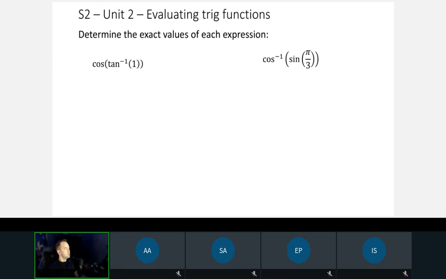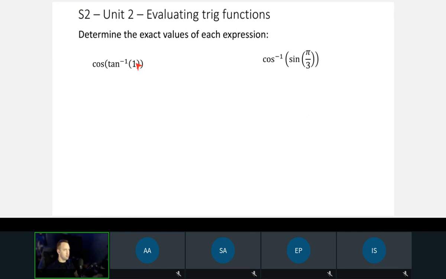All right, determine the exact values of each expression. So for these, you can really just type these in probably. Make sure you're in what mode? What mode should we be in for these, looking at the examples? Yeah, radians. I'm in radians. But you can use your unit circle. That would probably be better. But you can just type these in.